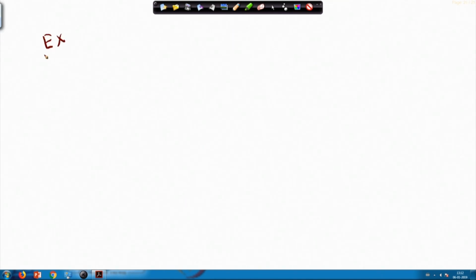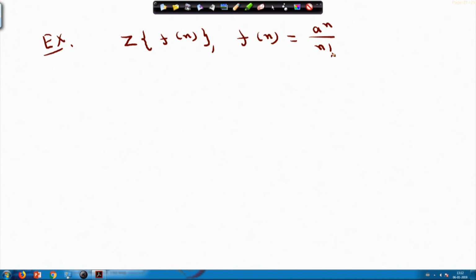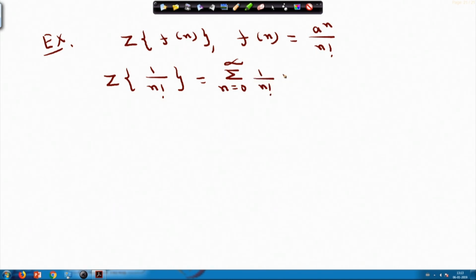Next, say we want to find the Z transform of f n, where f n is defined as a to the power n divided by factorial n. Now, again, the Z transform of 1 by factorial n, I can write from the definition as summation n equals 0 to infinity 1 by factorial n into z to the power minus n.